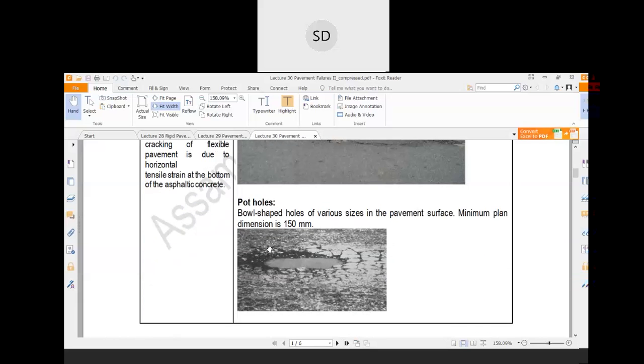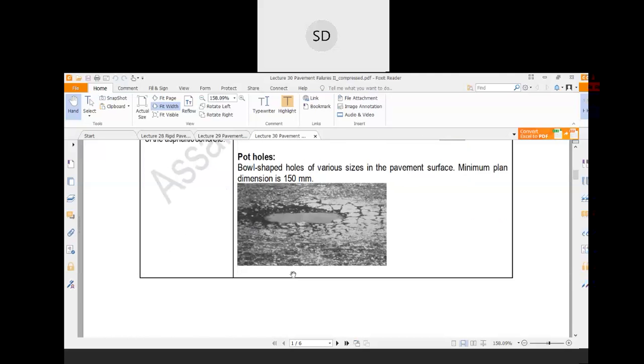Then potholes. These are the potholes. These are bowl-shaped holes of various size in the pavement surface, and the minimum plane dimension is 150 mm. These potholes may appear in the flexible pavement also, and this type of pothole is caused because of excessive rutting conditions, and they are considered as failure due to the subgrade failure.